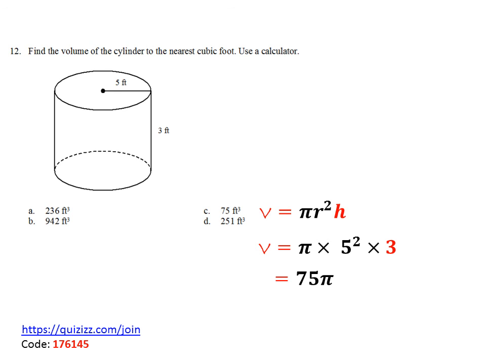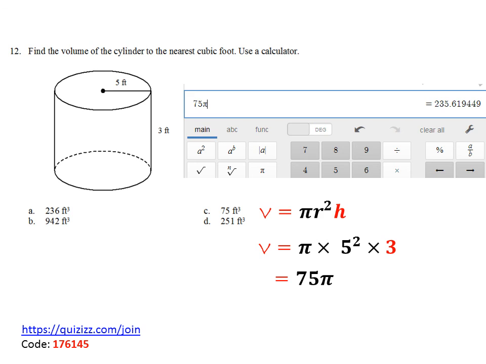As you like. If you use the calculator, just write 75 pi. This is the answer. So the answer is about 235.6. Of course, this is close to 236. So 236 is the best answer. So the answer is A, 236 cubic feet.